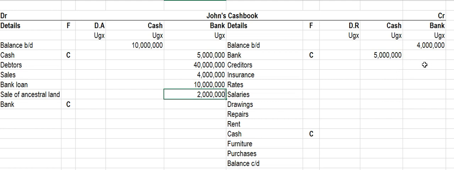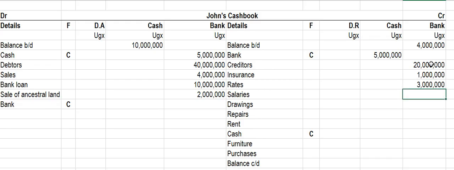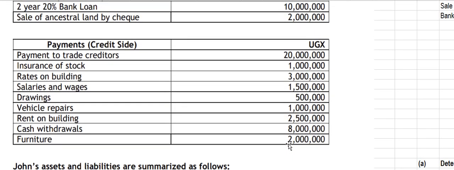The creditors were paid 20 millions. So you enter that. John paid insurance, that is 1 million. Rates on the building, 3 millions. Then we have the salaries and wages, 1.5. Then drawings, 500,000. Then repairs, 1 million. Then rent of the building, 2.5. Then furniture, 2 millions. That is the credit side of the cash book.